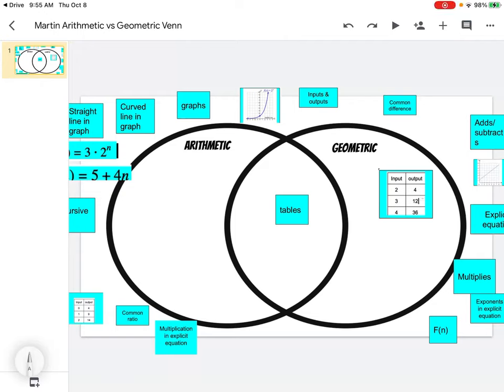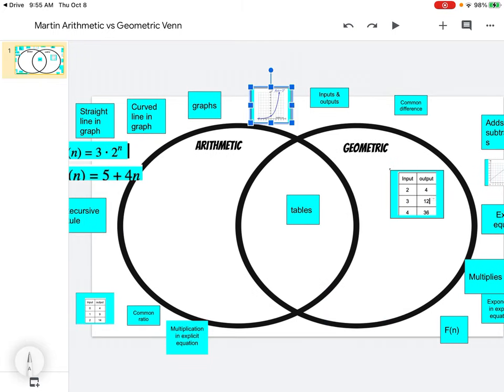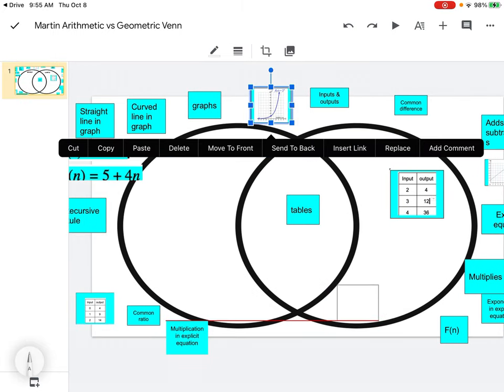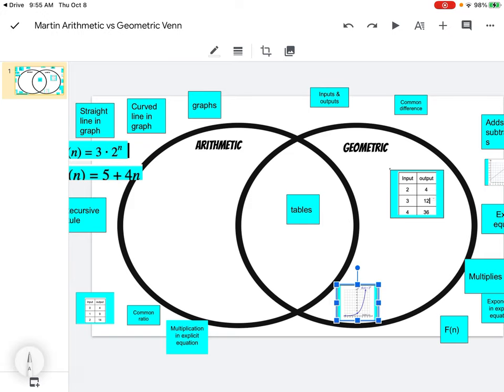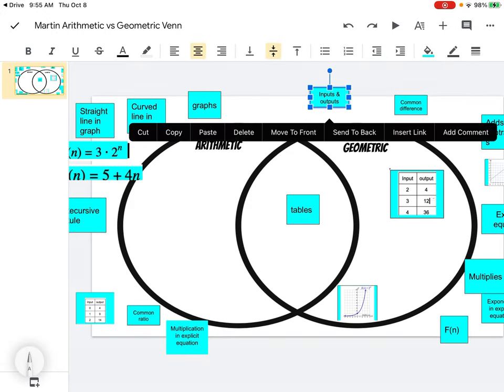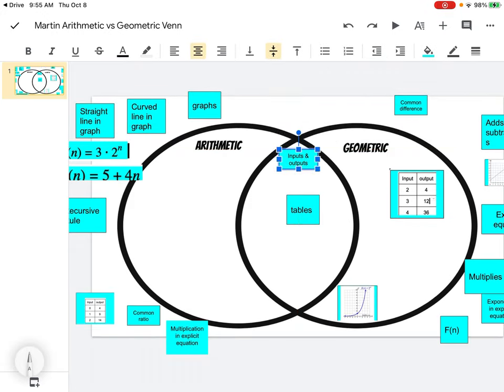All right, I'm just gonna help you guys put the pieces in the right spot. So this one has a curved graph that's gonna be geometric. So I'm just gonna click on it and move it into my geometric. Inputs and outputs, both can have inputs and outputs, arithmetic and geometric.